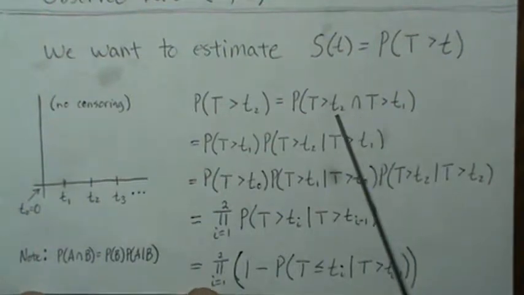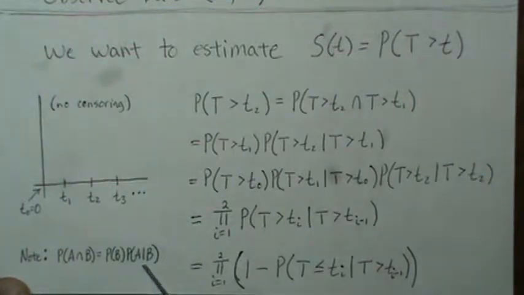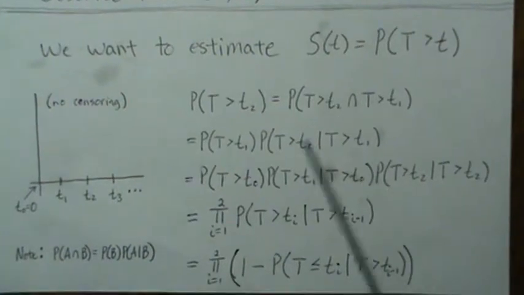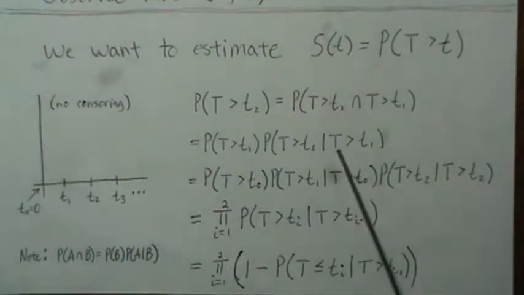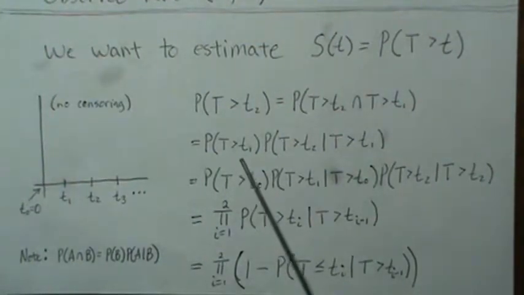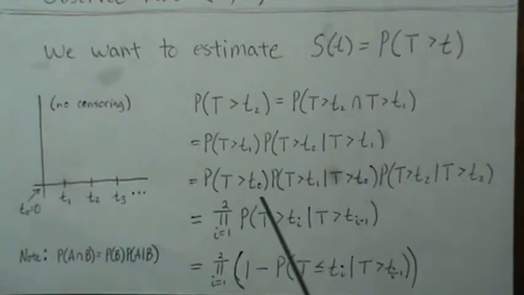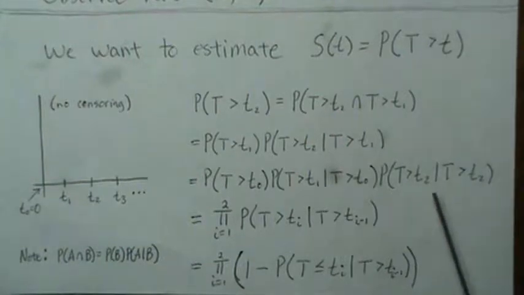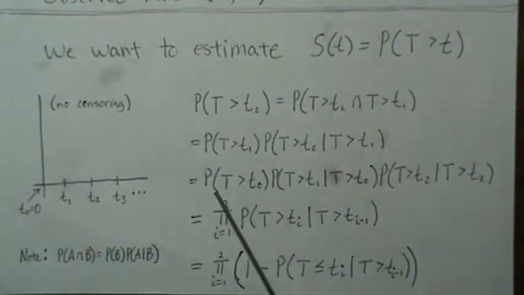But we write it like this because then this little relationship plays a part. The intersection is the probability of an individual, and then this conditional. So this piece is written as probability greater than T1 times probability greater than T2 given T is greater than T1. Now this piece here, we can do the same thing as we did with this, and then this piece becomes these two probabilities, and then that just carries down. And being greater than T0 is 1, so that drops out. So it's the product of these two probabilities.